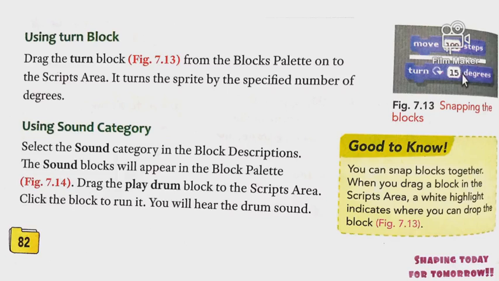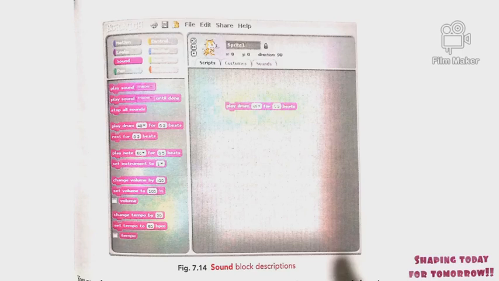So students, if you want to add sound, what you have to do? In the block description, you have to select the sound category. Then it will provide you lots of features, lots of sounds. What you have to do? You have to drag the play drum block to the script area, and then what will happen? You will hear the sound of the drum if you click on this. Okay, so students, as you can see in figure 7.14, sound block description, this is how the sound block description looks. These are the features that are there, but this time we are using the play drum. Okay, so if you drag it in the script area and click on it, you will hear the sound of the drums.